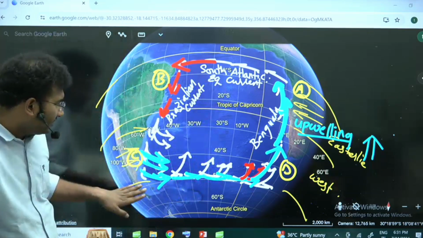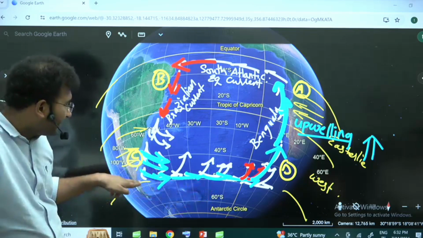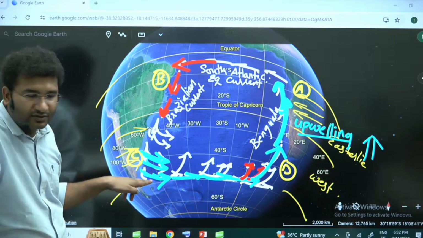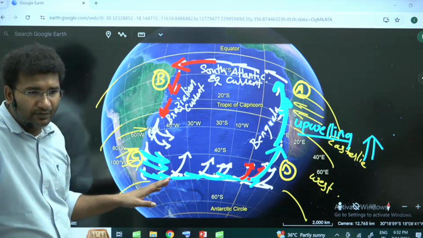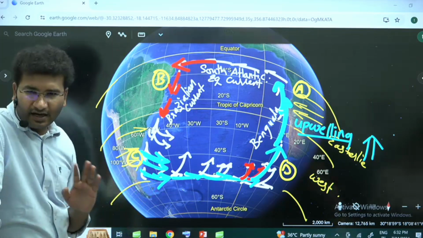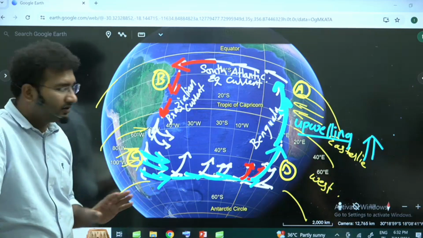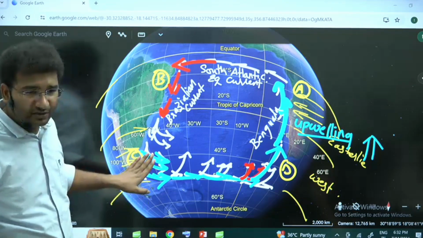Now come to the South Atlantic. Here you have another island called Falkland. So this is called the Falkland current, and there is a different reason for the formation of the Falkland current. Here the Falkland current actually moves in the reverse direction. Why? I'll tell you after some time. But more or less, here the water is cold. Direction I'll tell you of this Falkland current.